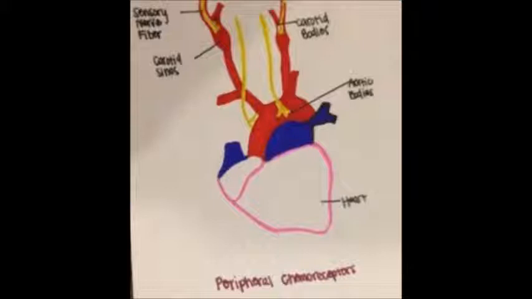Peripheral chemoreceptors can be found in the carotid bodies located on the side of the neck near the internal carotid arteries, and aortic bodies located between the branches of the aortic arch. These types of receptors help identify the level of oxygen in the arterial blood and the arterial carbon dioxide and pH.